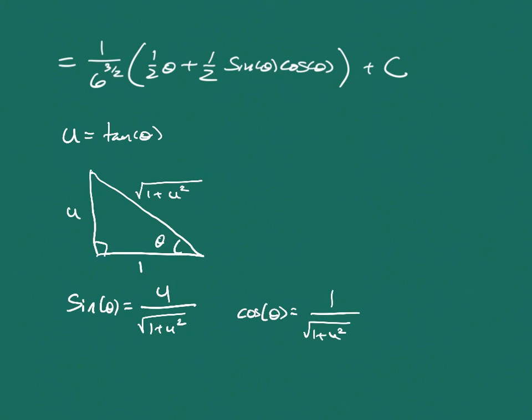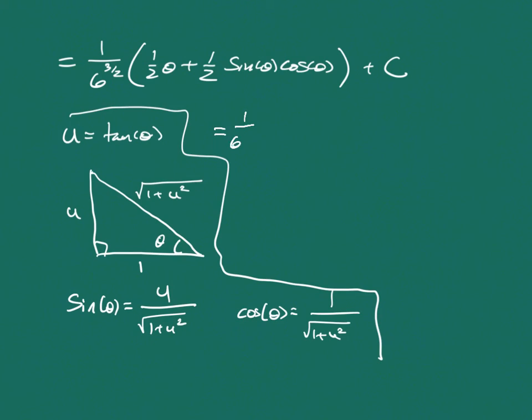And so in my substitution, if u is going to be tangent, then u is going to be the tangent of theta. What happens at that point is I have a 1 over 6 to the 3 halves. 1/2 theta becomes a 1/2 arctangent of u plus a 1/2. Now my sine times cosine ends up looking like a u over the square root squared, so that looks like 1 plus u squared plus c. And so we're almost there. We just got to get back to our original x.